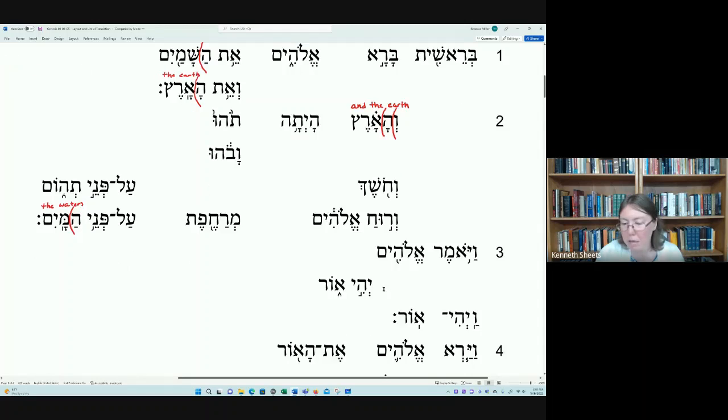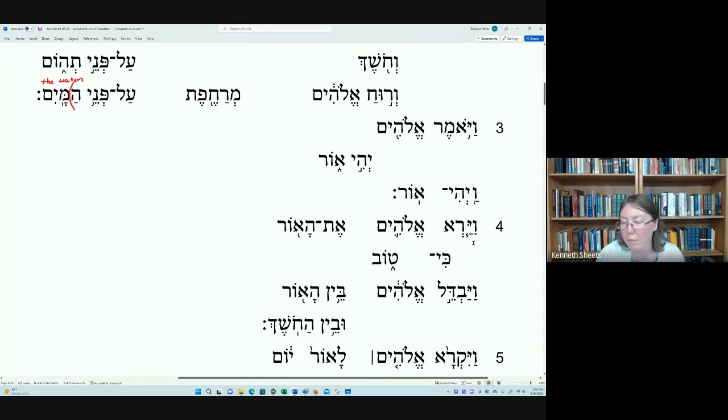Vayomer Elohim yihi or, vayihi or. Vayar Elohim eth haor. Oh, look at that. There's another one of our articles. So, hey with the pathak, followed by a dagesh forte. But again, the dagesh forte would have gone inside of the aleph, and the aleph is a guttural, and thus it rejects the dagesh forte and the preceding vowel lengthens. So this then would be the light.